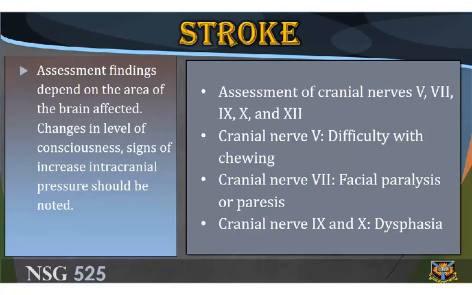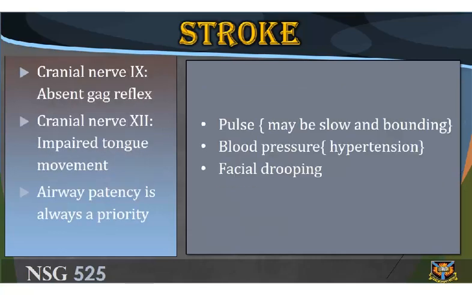Cranial nerve 5, difficulty with chewing. Cranial nerve 7, facial paralysis or paresis. Cranial nerves 9 and 10, dysphagia. Cranial nerve 9, absent gag reflex. Cranial nerve 12, impaired tongue movement. Airway patency is always a priority. Pulse may be slow and bounding. Blood pressure, hypertension, facial drooping.